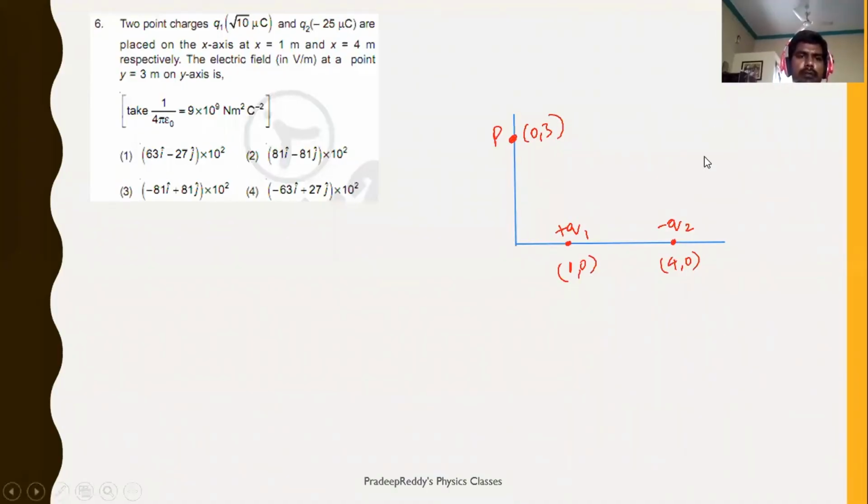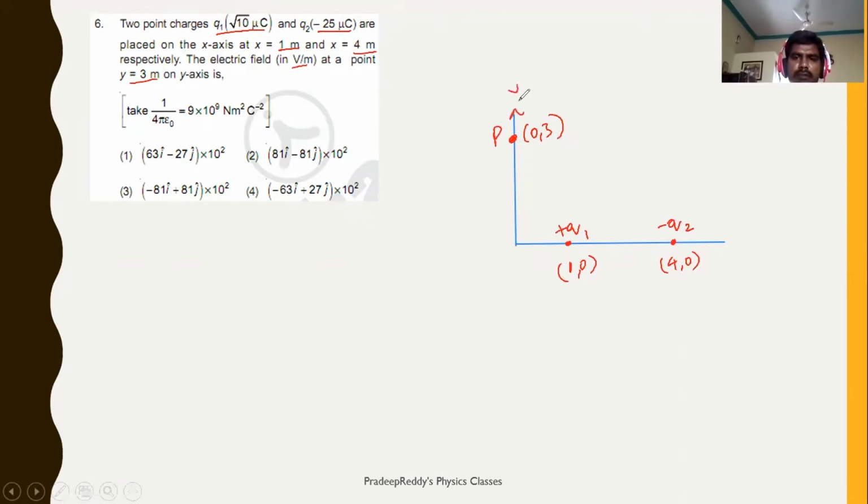Coming to the next question. In this, you have 2 point charges, Q1 whose magnitude is root 10 microcoulomb and Q2 of minus 25 microcoulomb, placed on the x-axis at a distance of 1 meter and 4 meter respectively. The electric field in volt per meter at a point y equal to 3 meter on the y-axis.